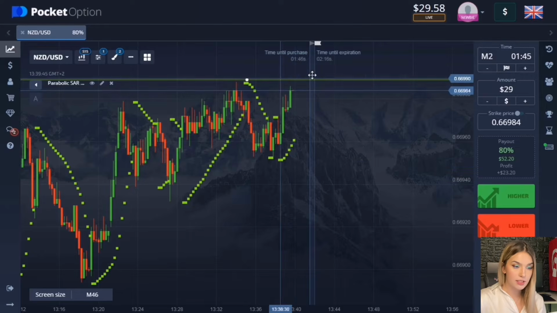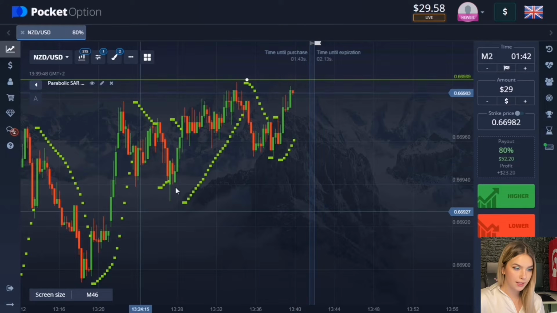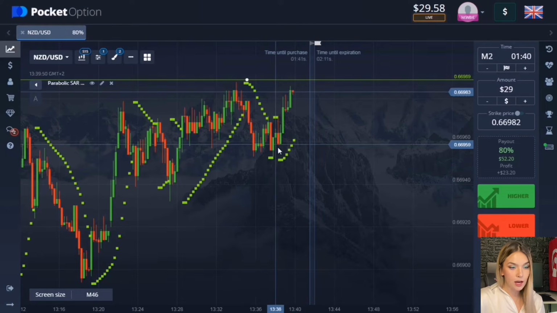Here we also have a resistance level. Also at the moment there is an upside movement. The price lows are getting higher. At the moment the price is out of pro trade.